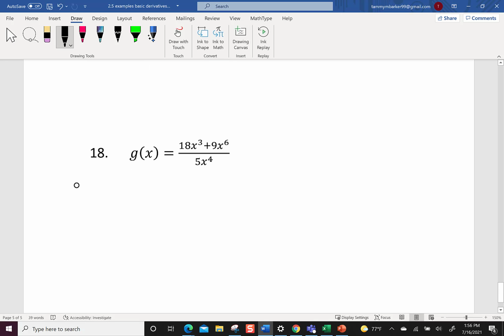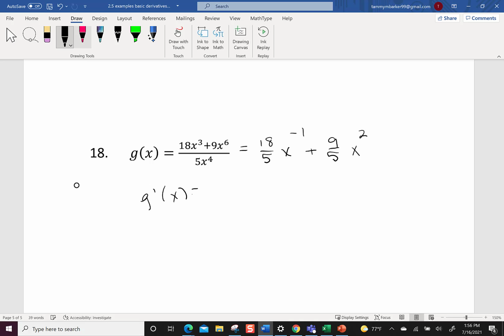We made it to our last problem. I have g of x is 18x cubed plus 9x to the 6 over 5x to the 4th. On purpose this time, it doesn't become pretty. 18 over 5 doesn't reduce, so I'm going to leave it as 18 over 5. But x cubed over x to the 4th, I say 3 minus 4 is negative 1. Again, 9 and 5 don't reduce, so I have plus 9 over 5. I have x to the 6th over x to the 4th, which is x squared.